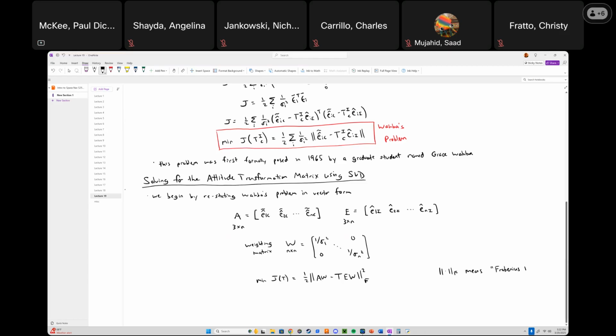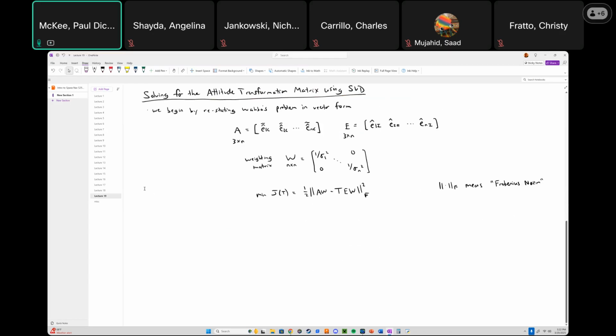Frobenius norm. Okay. So we're going to keep pushing. This is going to make more sense in a second here. So first, we can define A prime is AW and E prime is EW.